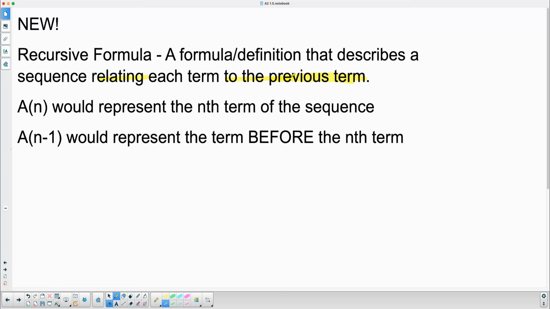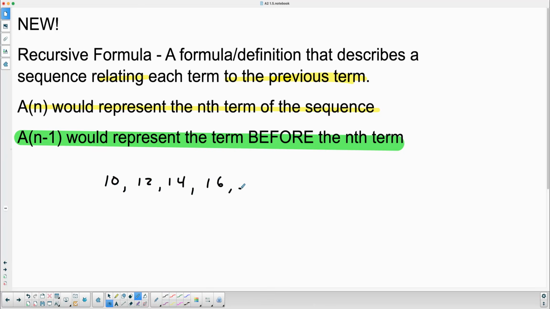So important to understand this notation. A_n would represent the nth term of the sequence. And then that would mean A_(n-1) would represent the term before the nth term. So I'm going to give you a sequence here. Let's just say this is 10, 12, 14, 16, ... So if this is the first term, second term, third term, fourth term, let me give you an example here.